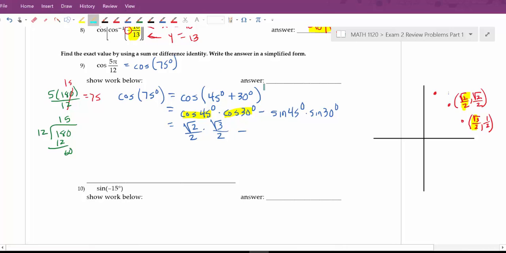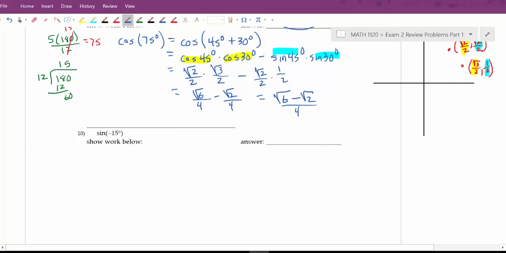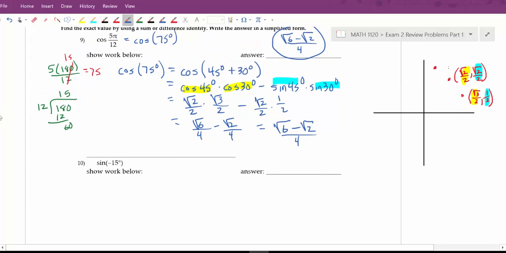Minus, now when we do the sine of 45 and the sine of 30, those are the y values. So we're going to have square root of 2 over 2, and then 1/2. That will be square root of 6 over 4 minus square root of 2 over 4. You've already got a common denominator, so you can write the final answer as square root of 6 minus square root of 2, over 4. So that is a cosine sum difference identity that you have to know. I don't give those to you, so be sure that you study those.